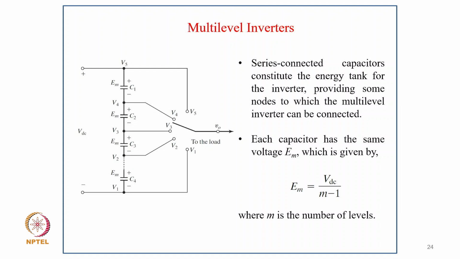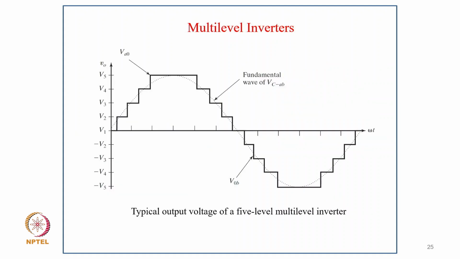And these are typically a case of series connected capacitors that constitute the energy tank for the inverter, providing some nodes to which the multi-level inverter can be connected. Each capacitor has the same voltage E_M, which is given by E_M equal to VDC divided by M minus 1, where M is the number of levels.